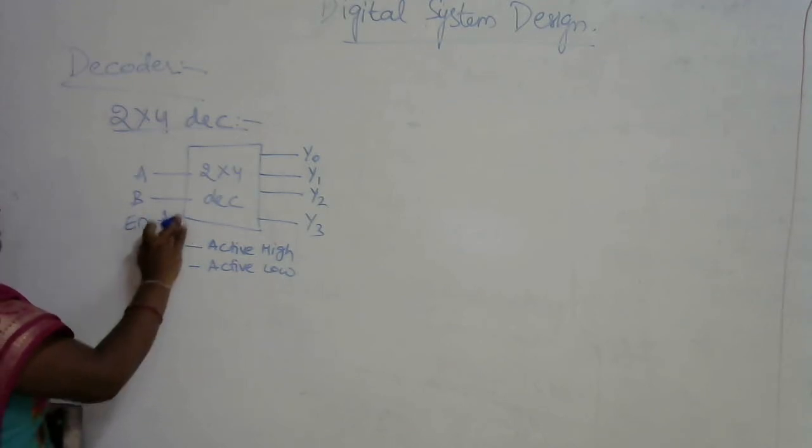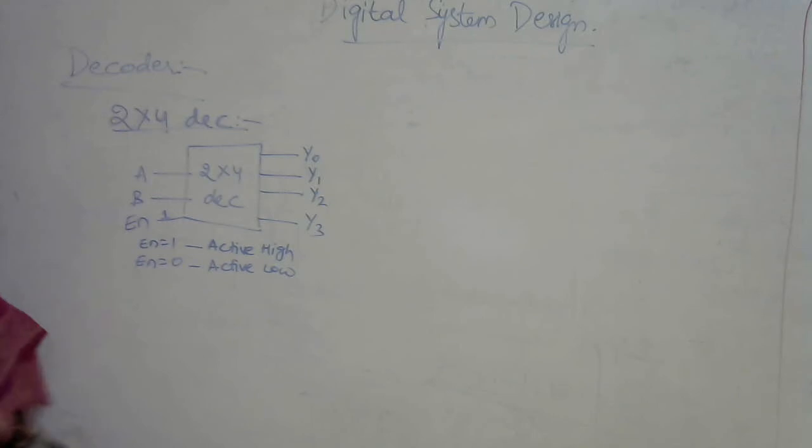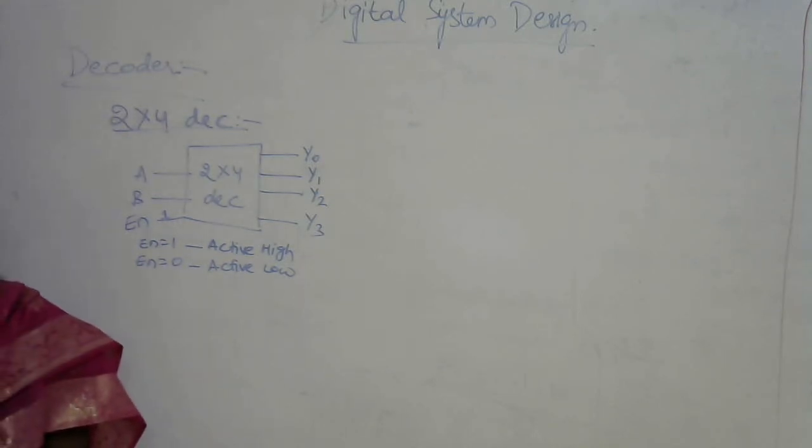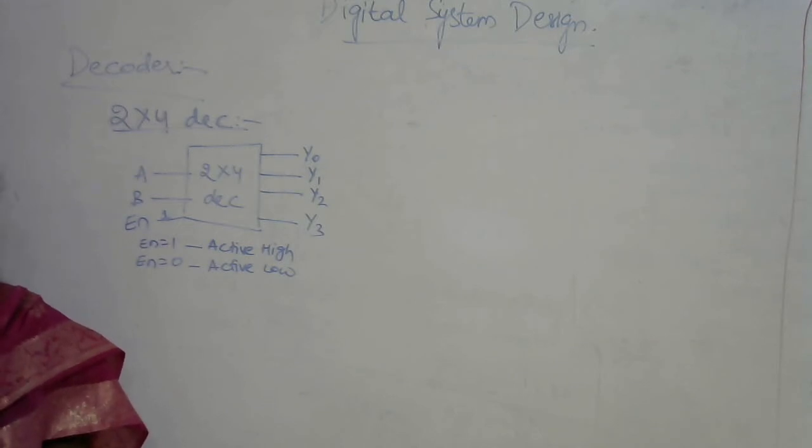If enable is active low, it is represented with a bubble-like symbol. Active high is represented with a direct line. So depending upon whether we are using the circuit in general form or in IC form, the enable pin may be either active high or active low.